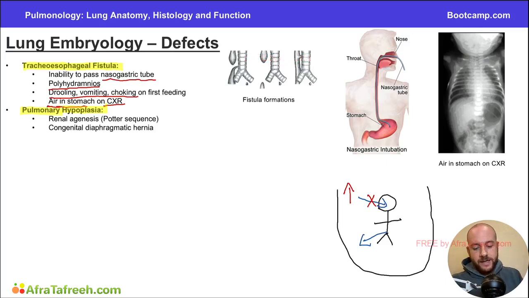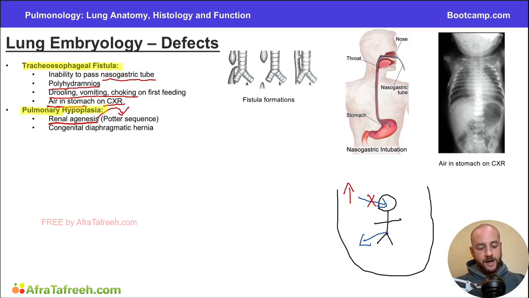So if the baby has renal agenesis, or the underdevelopment of the kidneys, it will be unable to urinate in the mother's uterus. And this is going to have a few consequences that are collectively known as the Potter sequence. So let's just go back to our diagram here.